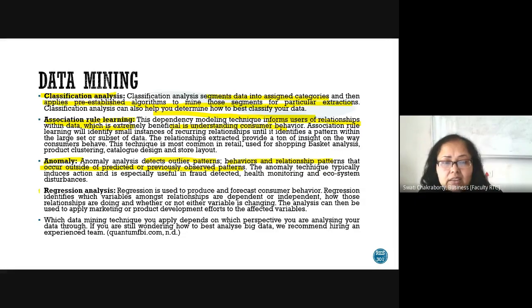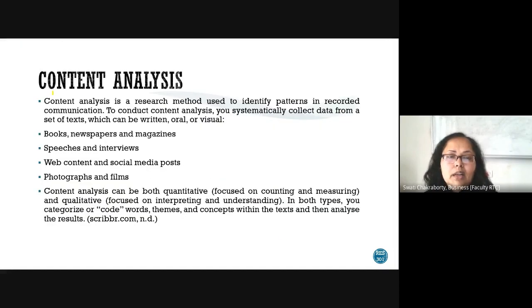Fourth is regression analysis. Regression analysis is used to produce and forecast consumer behavior. It helps in identifying relationships among variables, whether they are independent or dependent. But whichever technique you choose depends on the perspective from which you're analyzing your data. Next, the next tool is content analysis.